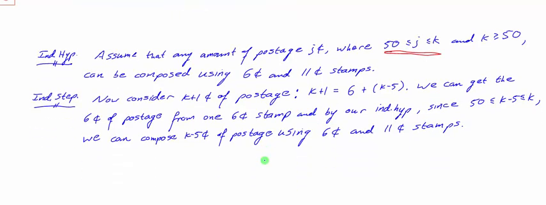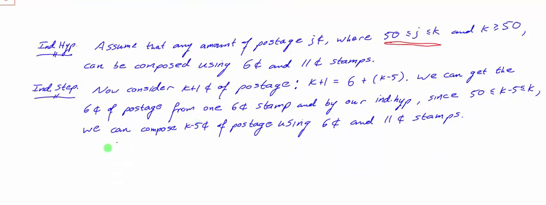And thus, and we'll go back and fix some of the issues in just a minute, but as long as everything there is correct, and it's not quite correct yet, but thus k plus 1 cents of postage can be composed using 6-cent and 11-cent stamps.